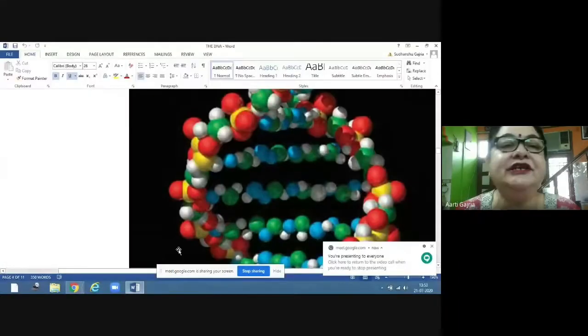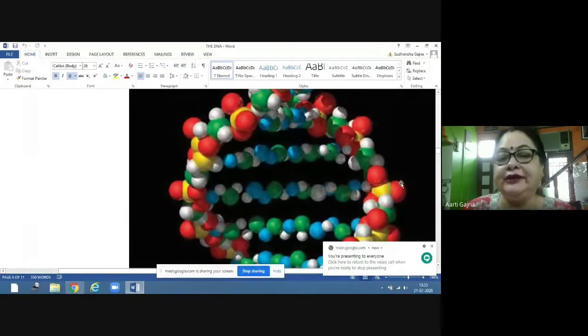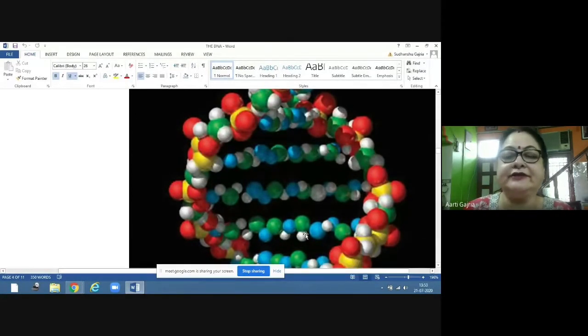Hello students, today we are going to learn about the structure of DNA. Now that we are familiar with the principles of inheritance and variation, and we know that there are genes which are transferring the traits from parent to the progeny, and these traits are being controlled by genetic material, which is chemically DNA. So if we look at DNA, it looks like this.